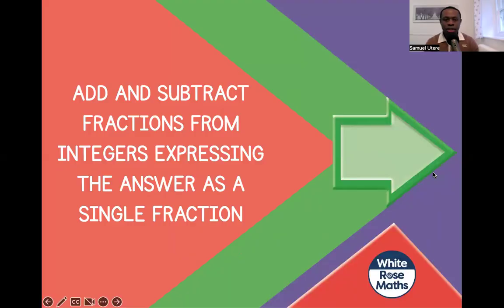In your previous lesson, you learned how to add and subtract fractions that had the same denominator. In today's lesson, you're going to learn how to add and subtract fractions from integers. I repeat, you're going to learn how to add and subtract fractions from integers, meaning you're going to have a whole number and you're either going to add fractions to those whole numbers or subtract fractions from those whole numbers.